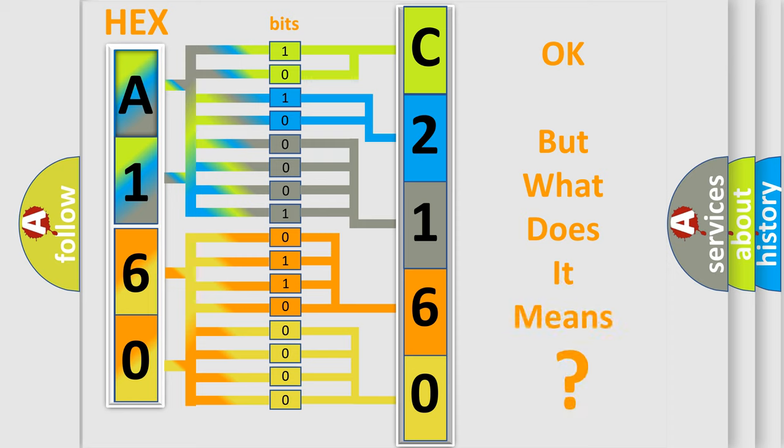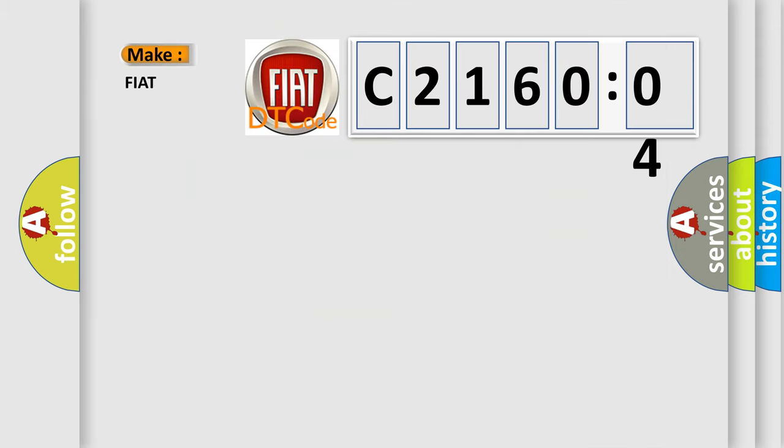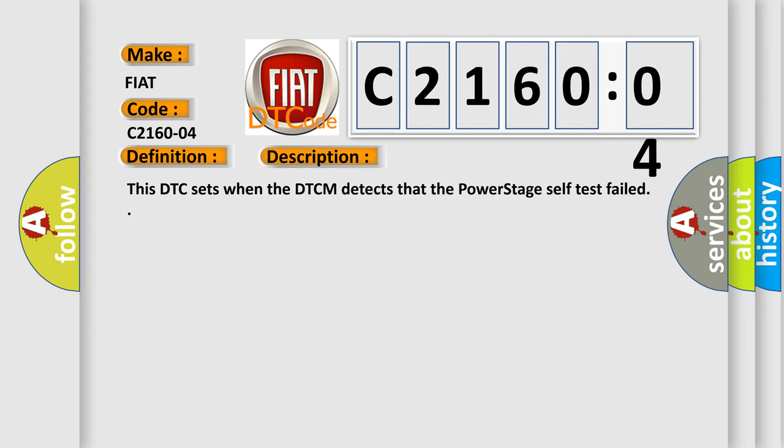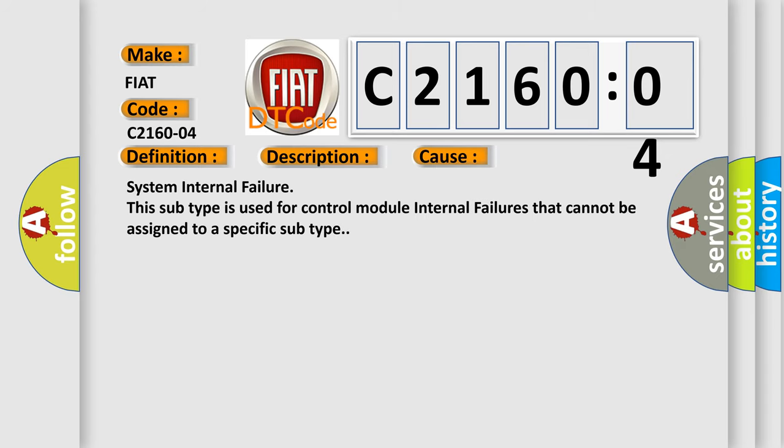The number itself does not make sense to us if we cannot assign information to what it actually expresses. So, what does the Diagnostic Trouble Code C2160-04 mean specifically for Fiat car manufacturers? The basic definition is Motor 1 Power Stage Test Failure, System Internal Failures. And now this is a short description of this DTC code. This DTC sets when the DTCM detects that the Power Stage Self-Test failed. This diagnostic error occurs most often in these cases: System internal failure. This subtype is used for control module internal failures that cannot be assigned to a specific subtype.